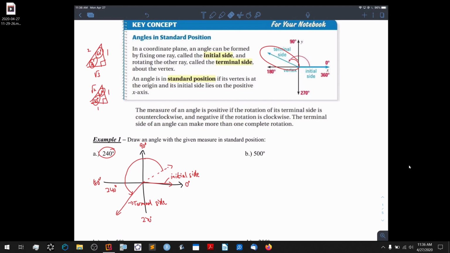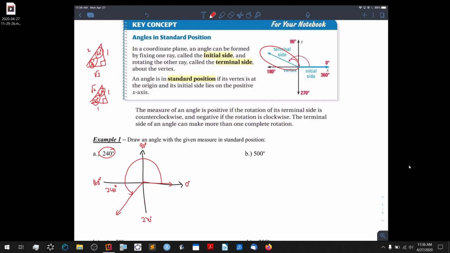And please, you don't have to label all these things. I'm just doing it so that you understand what's going on. What you should be drawing is probably just this, which would be sufficient to show that you understand what's going on. Just right there, 240 degrees. You have an understanding of what's going on in the coordinate plane.